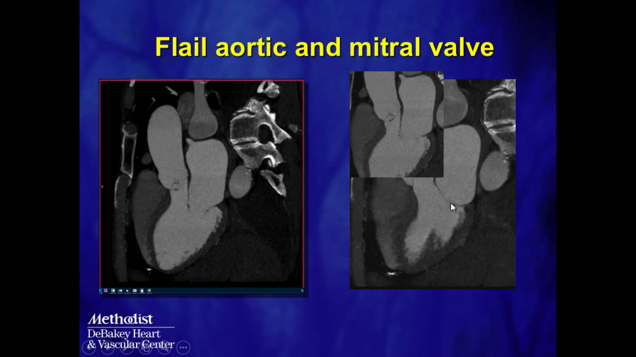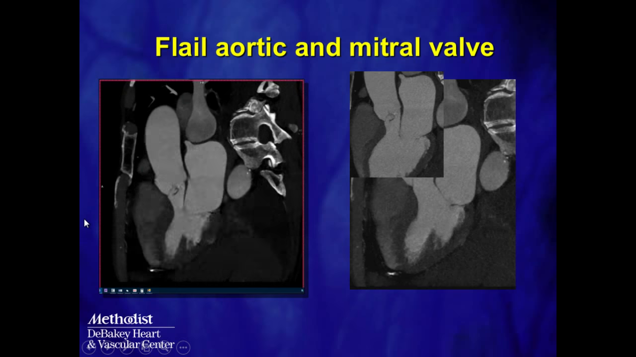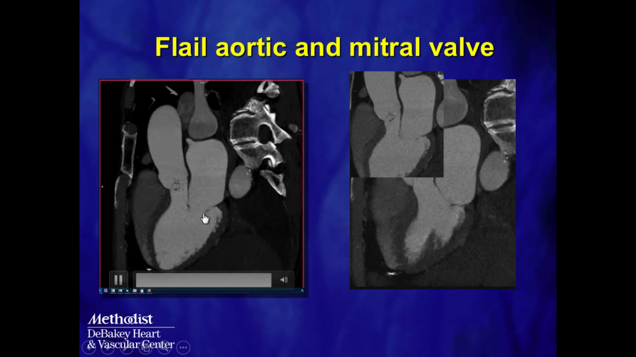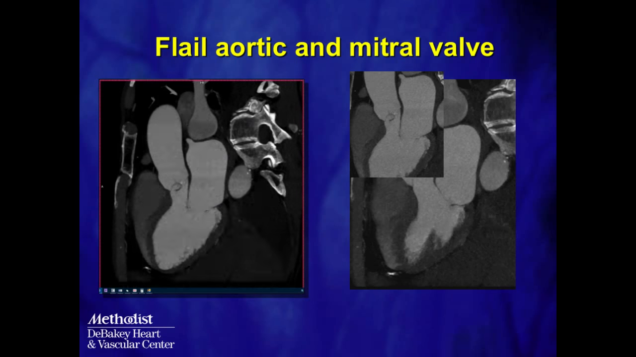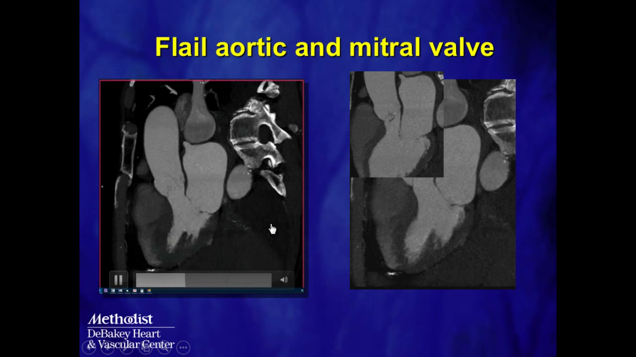can clearly see on this end-systolic frame that there is no coaptation of the anterior and the posterior mitral valve leaflet. And this patient was actually transferred with severe aortic regurgitation and severe mitral regurgitation. While he was at the other hospital, he was treated with antibiotics. So again, our resolution is not high enough in order to detect small vegetation.